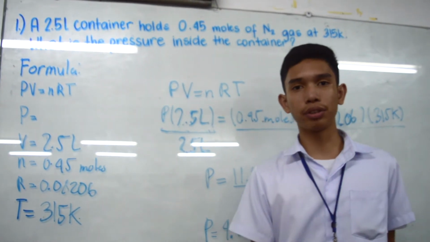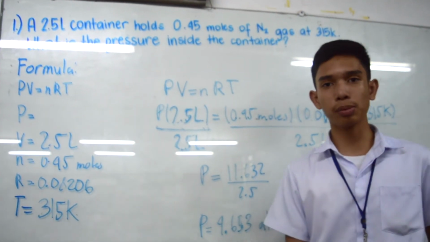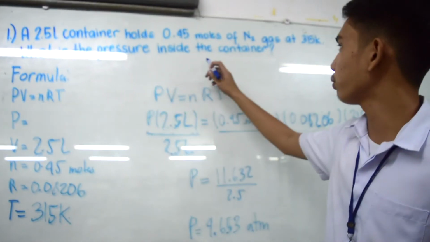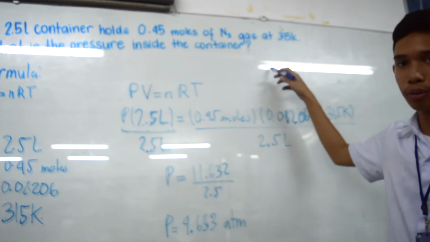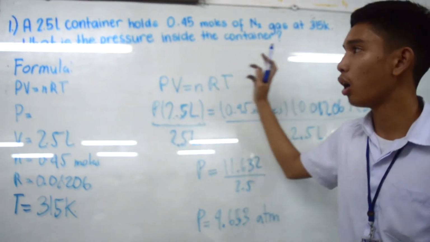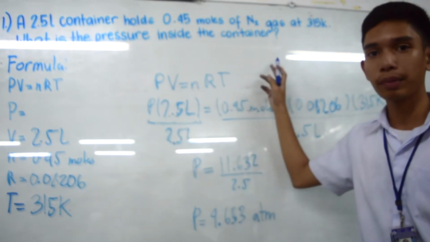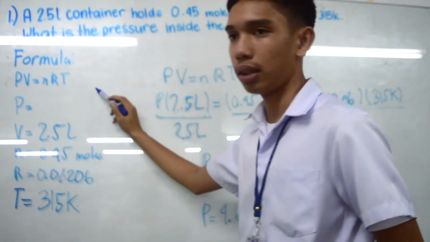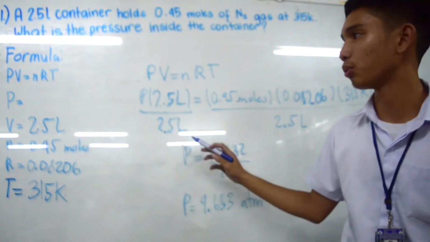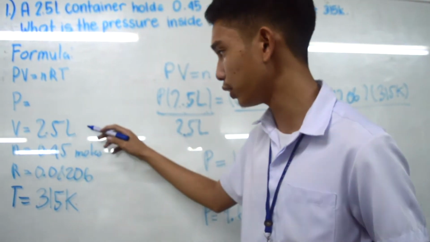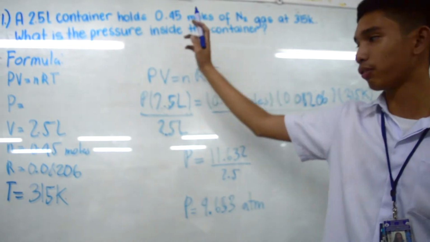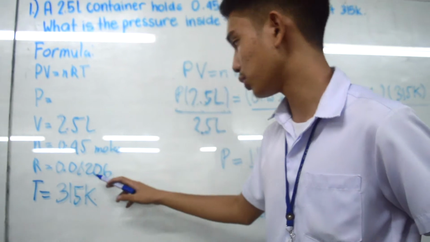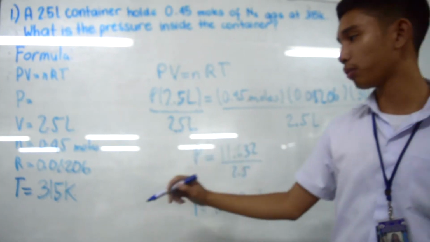To test your knowledge on the subject, we have prepared a set of practice problems for you. So the question is, a 2.5 liter container holds 0.45 moles of N2 gas at 315 Kelvin. What is the pressure inside the container? The first step is we must write the formula, which is PV equals nRT. The second step is we must write what is given, which is V equals 2.5 liters, n is 0.45 moles, R, which is a constant, is 0.08206, and the temperature is 315 Kelvin.